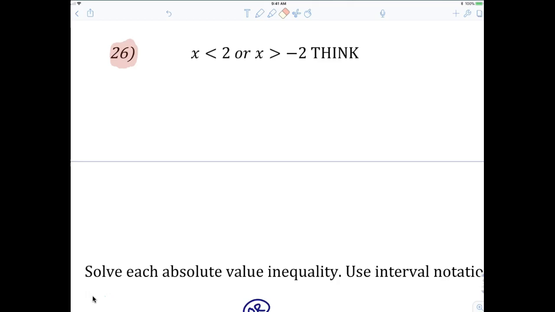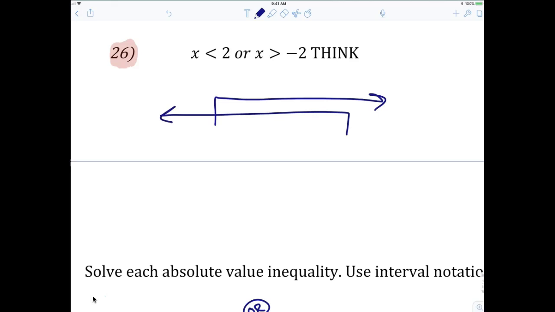Less than 2, greater than -2. So what he's trying to say is, if you were looking at this on the number line, it would be going like this, and it would be going like this, which wouldn't that mean it's just between -2 and 2? So what's the answer again? But why? Tell me.